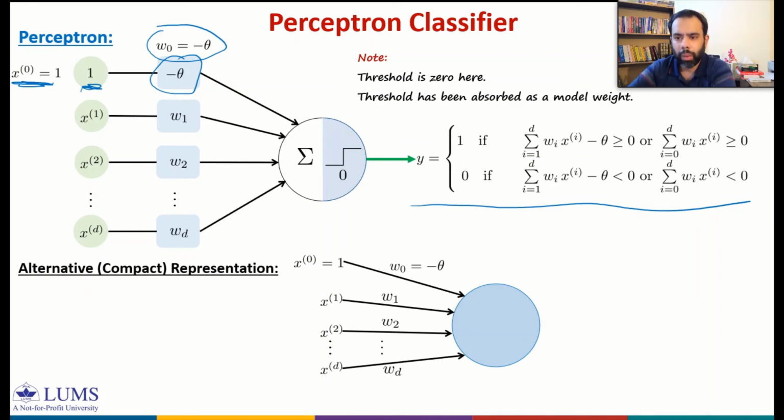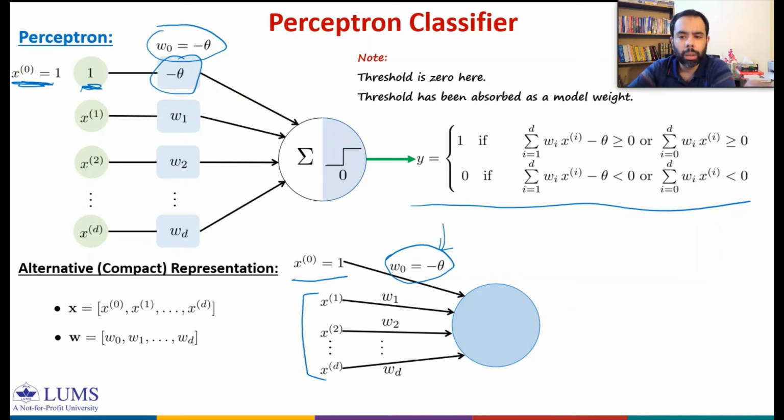That we can write these weights instead of as a separate block on top of these input arrows. We have x0, x1, x2, xd. So d features, and one constant input, where minus theta is the weight associated with the constant input. And for the rest of the d inputs, we have w1, w2, wd.